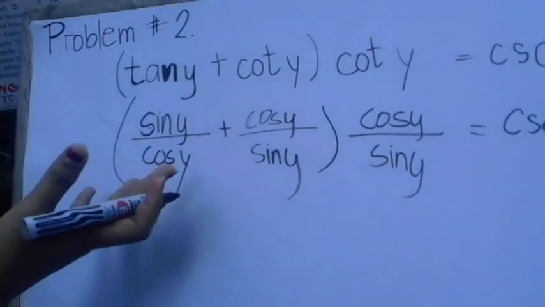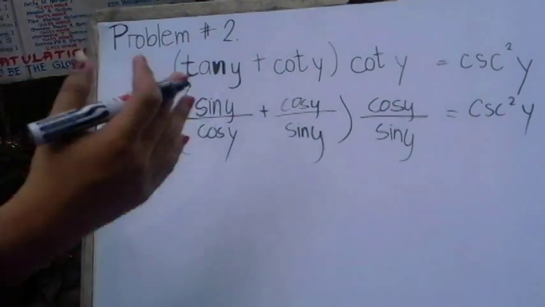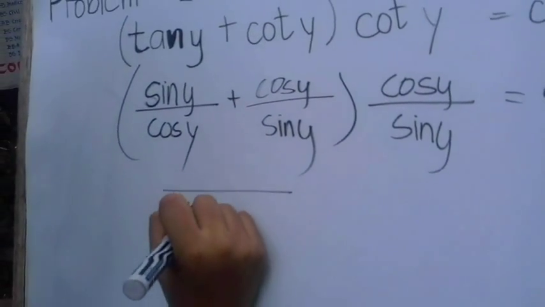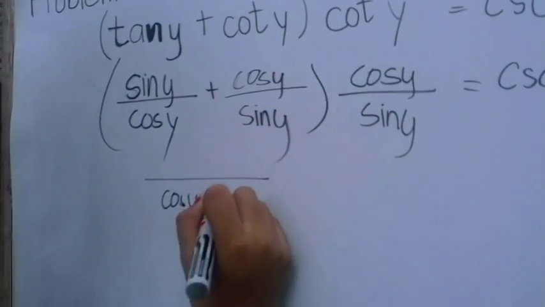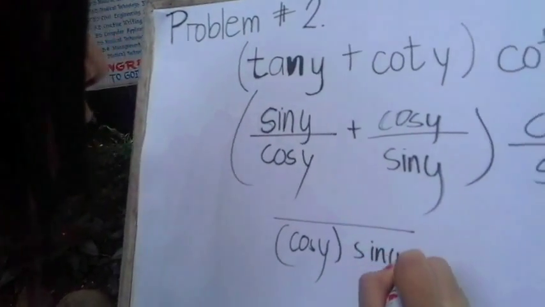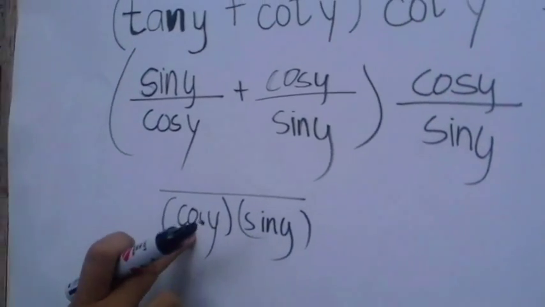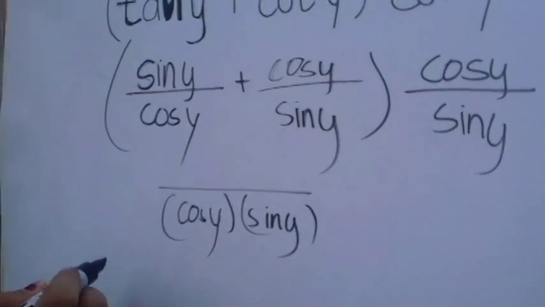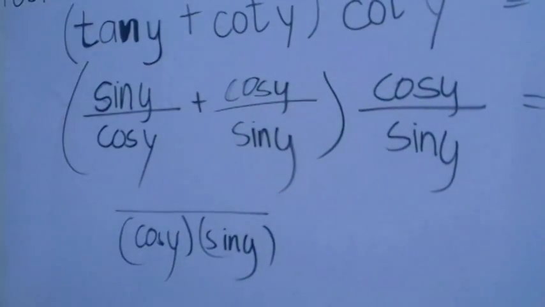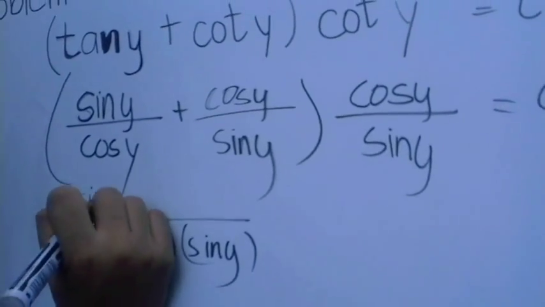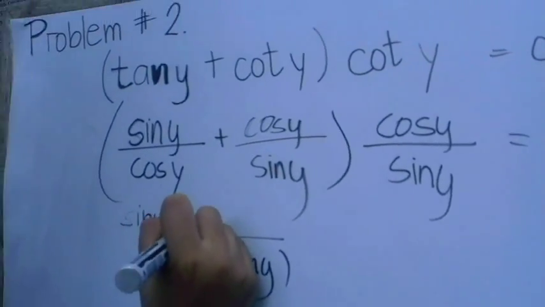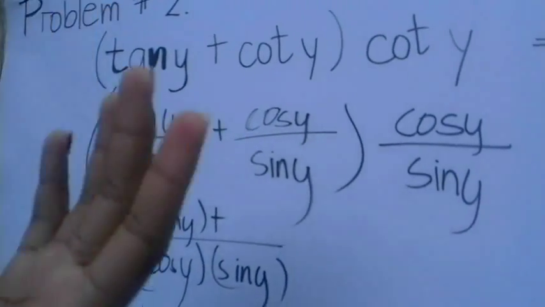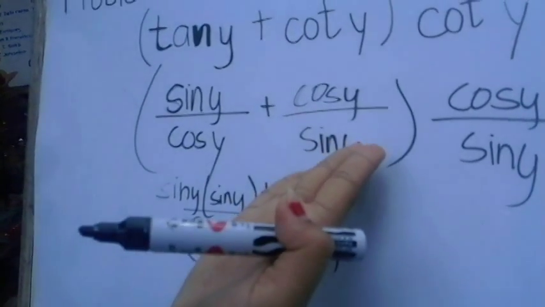Since they have different denominators, we will just combine them. So we have cosine y times sine y. Cosine y times sine y divided by cosine y is equal to sine y multiplied by sine y. So we have sine y multiplied by sine y plus cosine y multiplied by sine y divided by sine y.